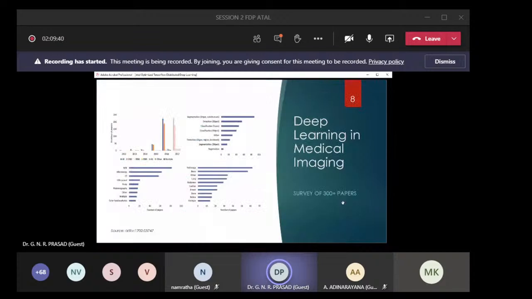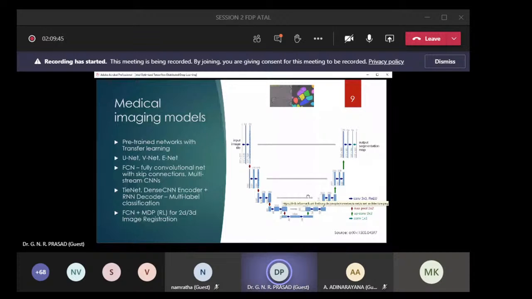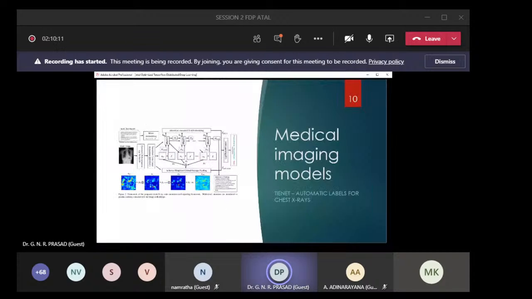Medical image processing uses pre-trained networks with transfer learning. UNet, VNet, ENet are all examples of this. FCN, fully convolutional net with skip connections, multi-stream CNNs, dense CNNs, encoder plus RNN decoder, multi-level classification, FCN plus MDP-RL for 2D to 3D image registrations. These are the medical image models, and you can see the process here, this is an example I am explaining.